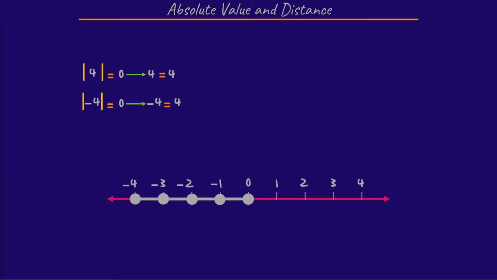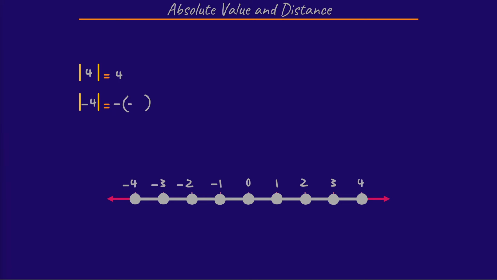What we can conclude is that if we have a positive number in the absolute value, it will equal the same number. And if we have a negative number in the absolute value, we are going to multiply this negative number by a negative sign that can convert this negative number into a positive number.